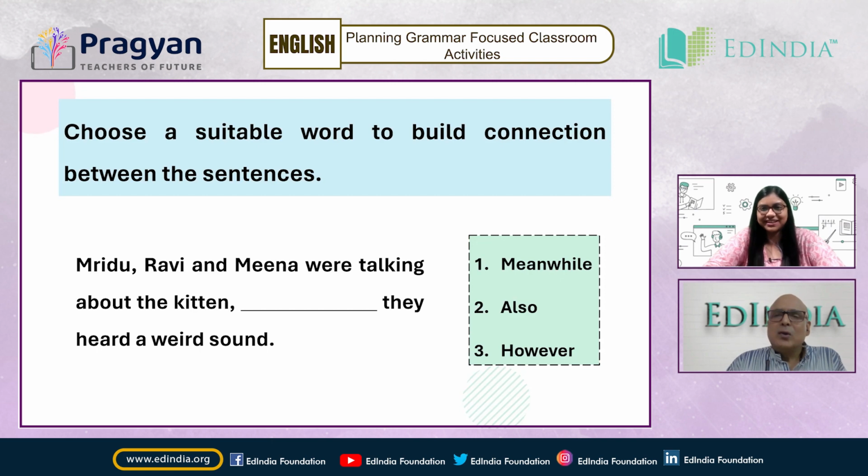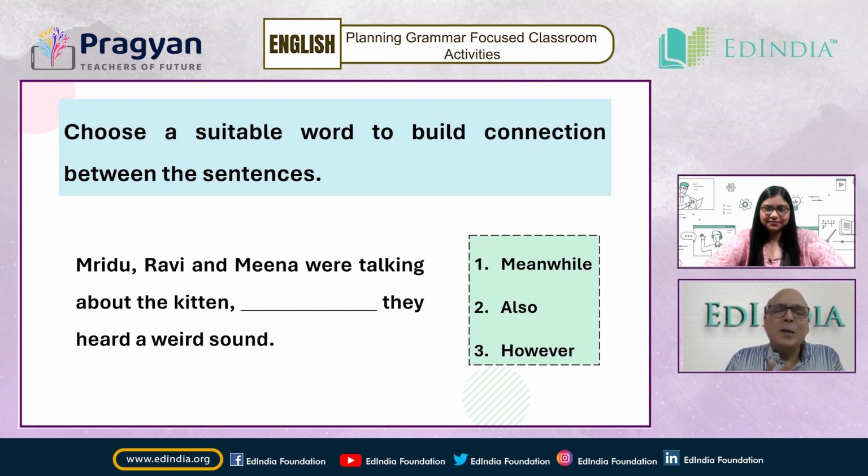So I will also go with meanwhile. Now this example is there, with which we can combine sentences. I would have written it like this: Mridu, Ravi and Meena were talking about the kitten, full stop. That is one sentence, and the second sentence I would write: they heard a weird sound. Right. Grammatically correct, there is no problem. Now what I am doing is I am combining the two sentences and using a connector, meanwhile.